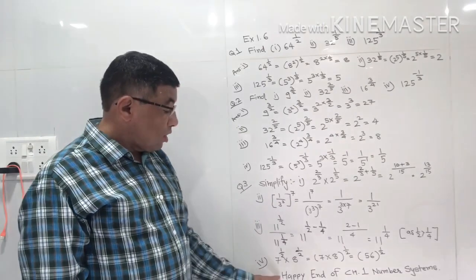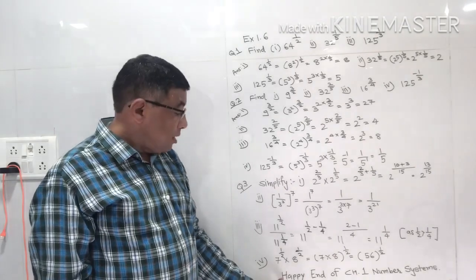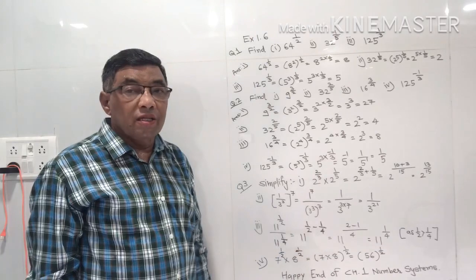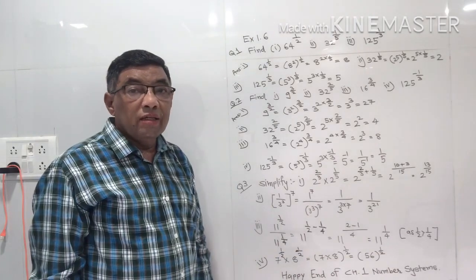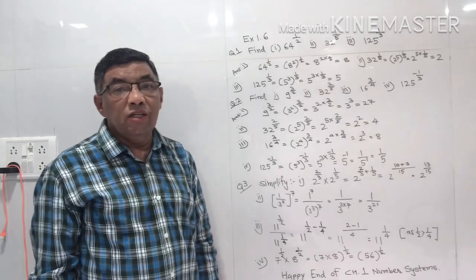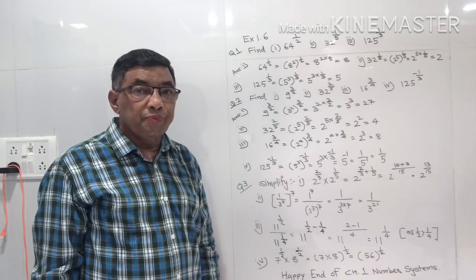Now here is the happy end of chapter number 1, Number System. So we have completed the first lesson, and all the students are requested to complete this lesson in your class 1 notebook also. Okay.